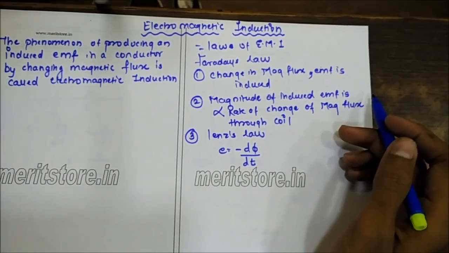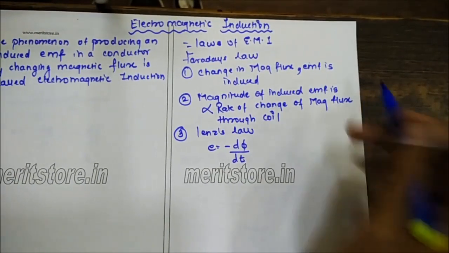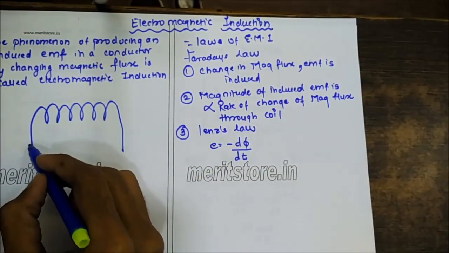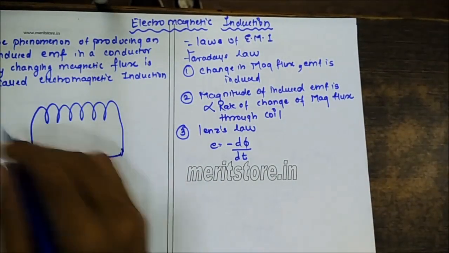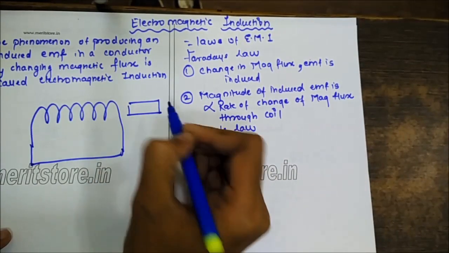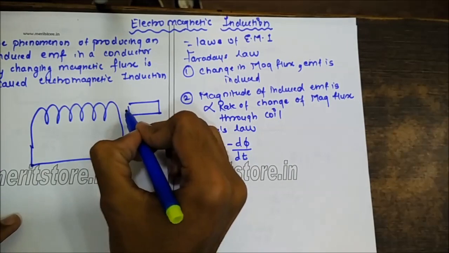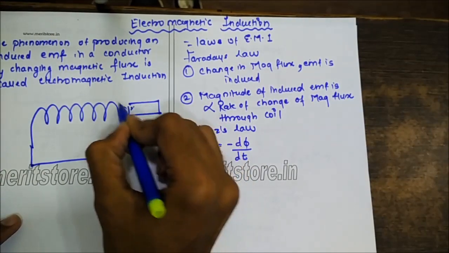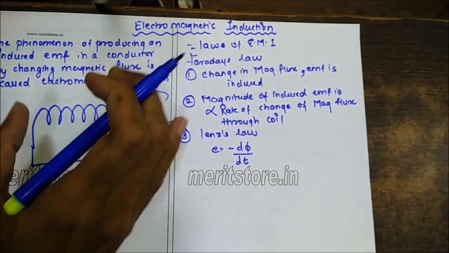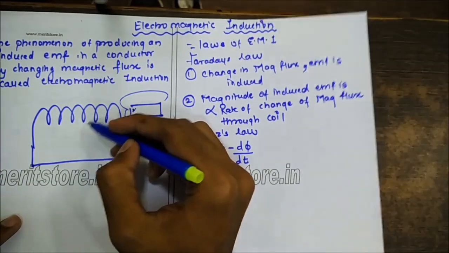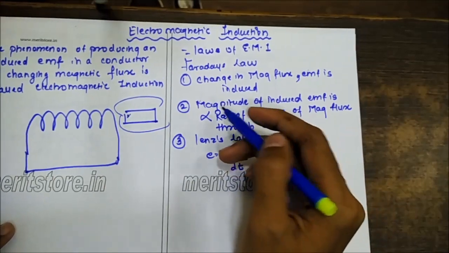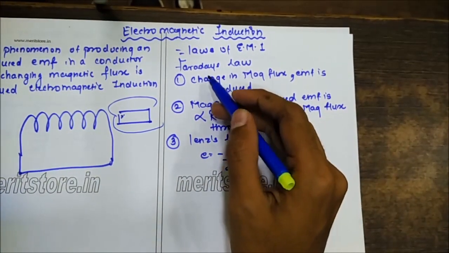So we have certain laws for electromagnetic induction. For instance, suppose we have a coil with n number of turns, and if we bring a magnet with a magnetic field close towards the coil, an EMF is induced inside this coil. That EMF depends on certain factors, which are shown by the laws, that is, Faraday's laws.